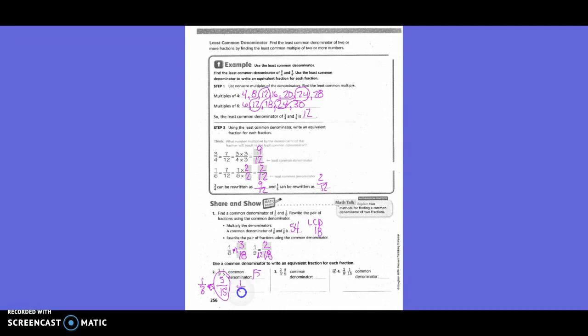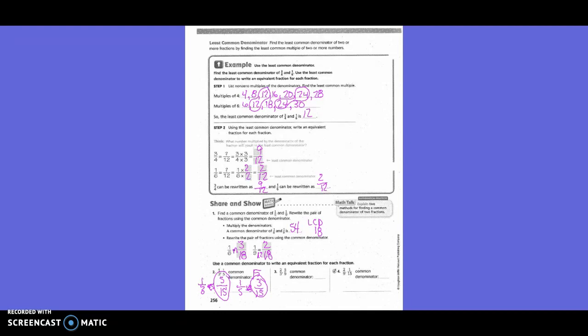My other fraction was 1/5. And then we said our new denominator was 15. How do I get from 5 to 15? Times 3. So what I do on the bottom, I also have to do on the top. So 1 times 3 is 3, so 5/15 and 3/15.